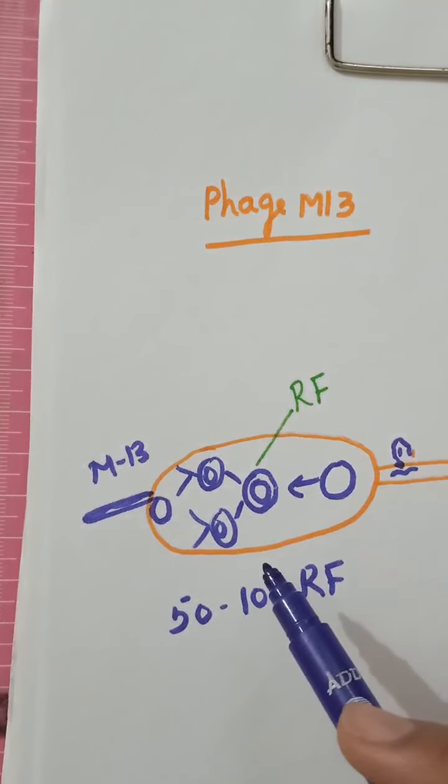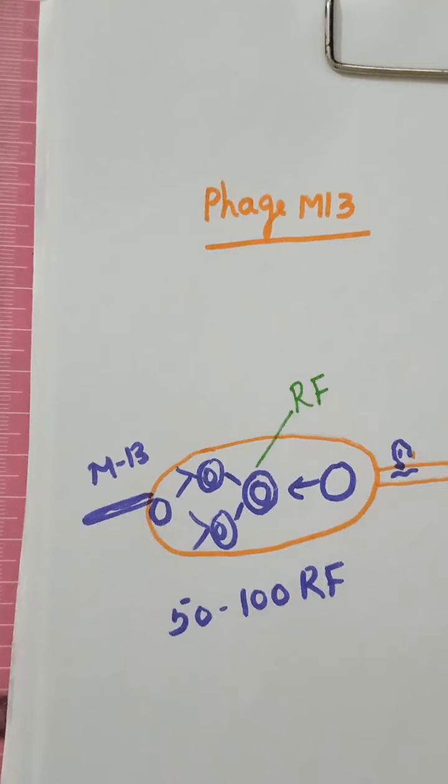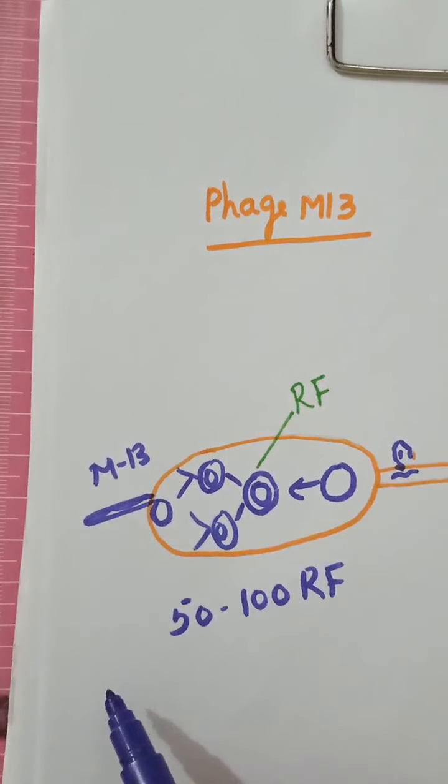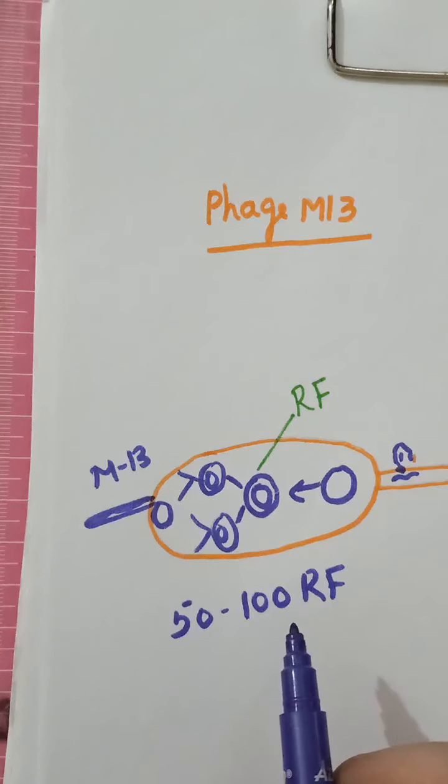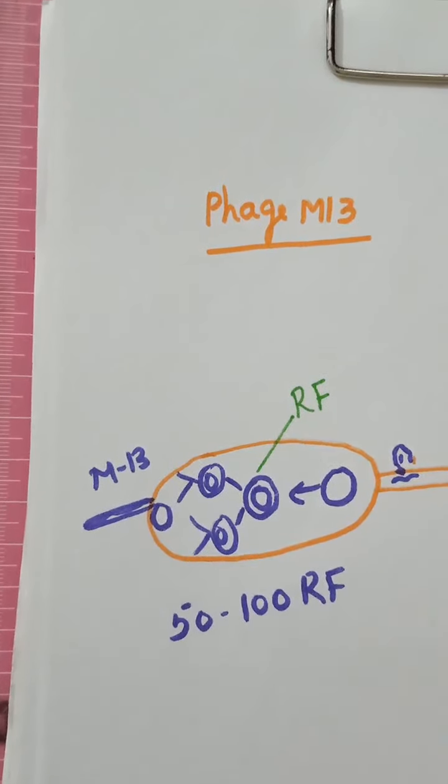And these cloned genes are very useful. There are some techniques where these types of genes are used. One of these is DNA sequencing, and another one is site-directed mutagenesis, which we will study in the following sections.